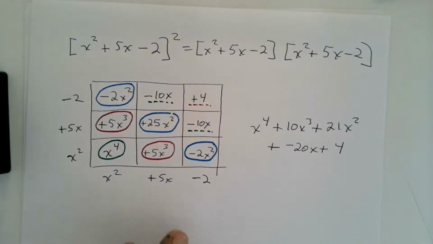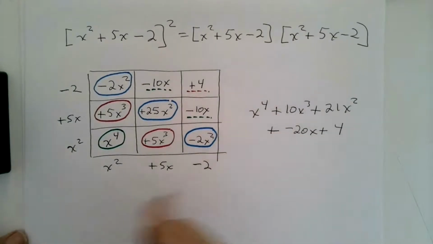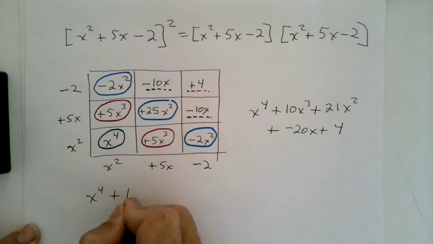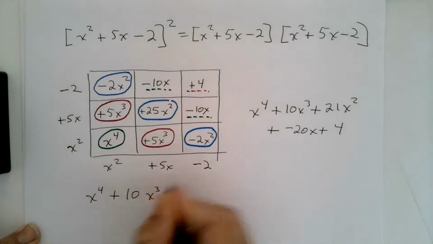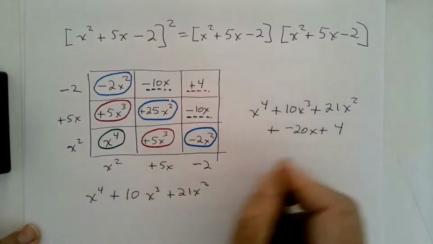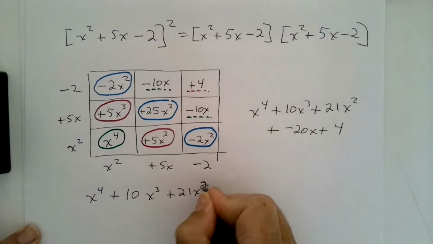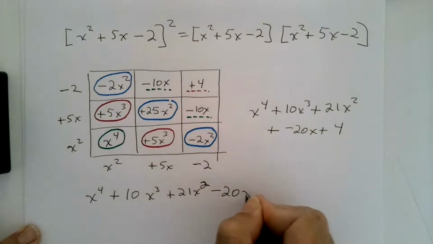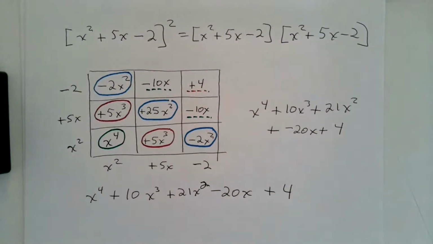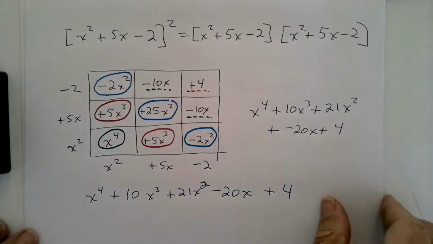So what's my result? Looking at all this together, we have x to the 4th plus 10x cubed plus 21x squared minus 20x squared. Make sure you can read that. Minus 20x plus 4. And let me go ahead and do one more, sort of in that same vein.